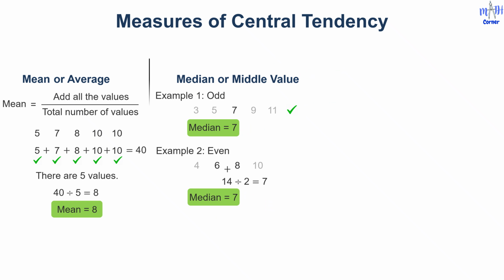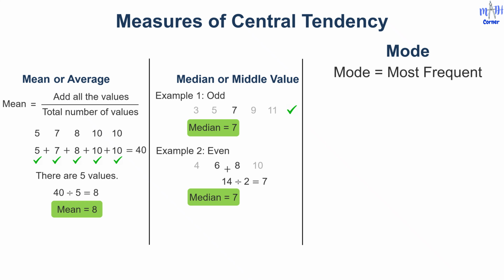Finally, let's look at the mode, the value that appears most often. Example. Find the mode of 2, 4, 4, 6, 7, 4, 9. Step 1. Check frequency. 4 appears 3 times. The other numbers appear less. Final answer, mode equals 4.